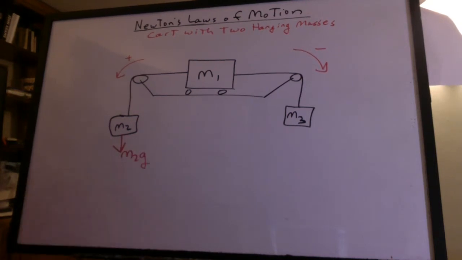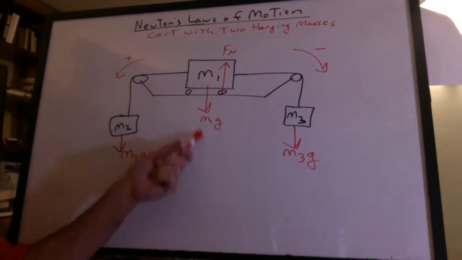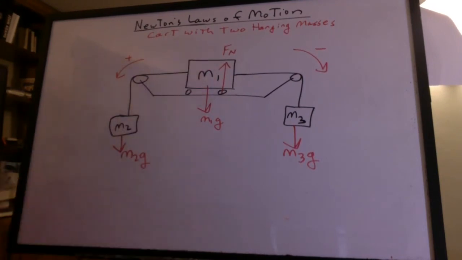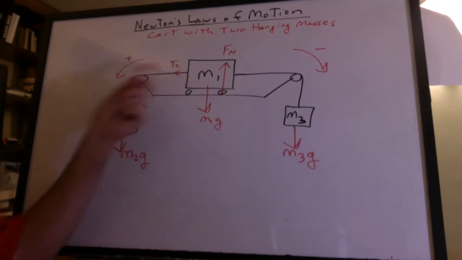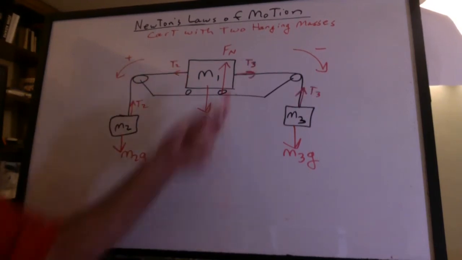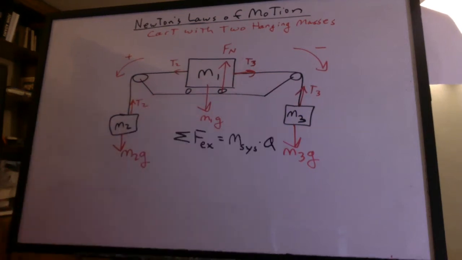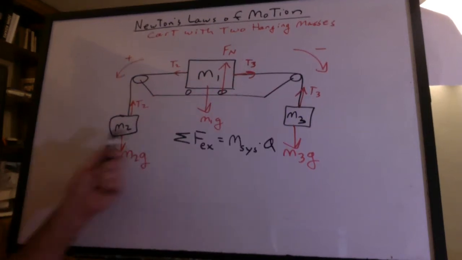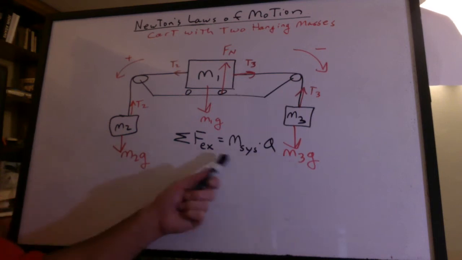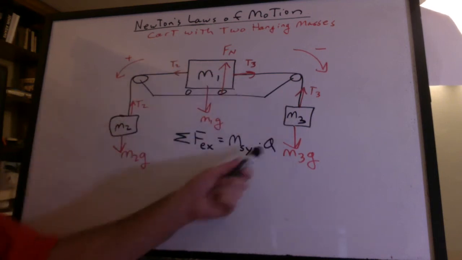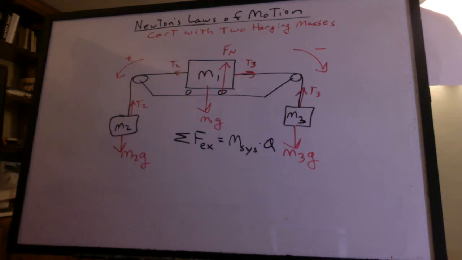That's a force forward. That's a force backward. The weight of the cart and the normal force, they'll cancel out, so I won't bother with them. Those two tensions are internal to the system. They'll all cancel out. So I take the sum of the external forces equals the mass of the system times the acceleration. All three have the same acceleration.